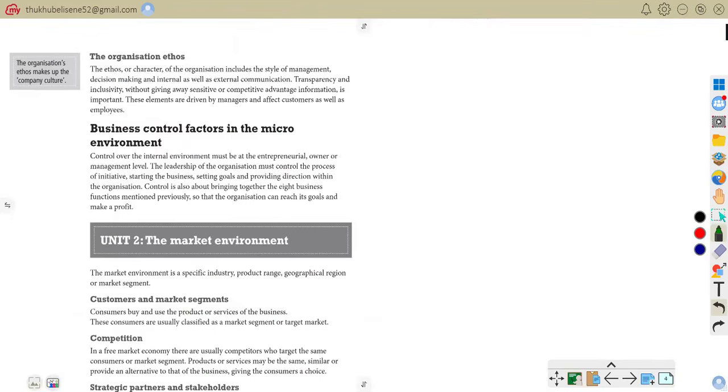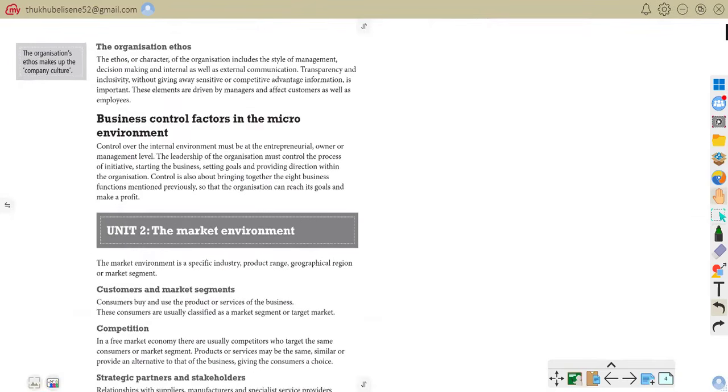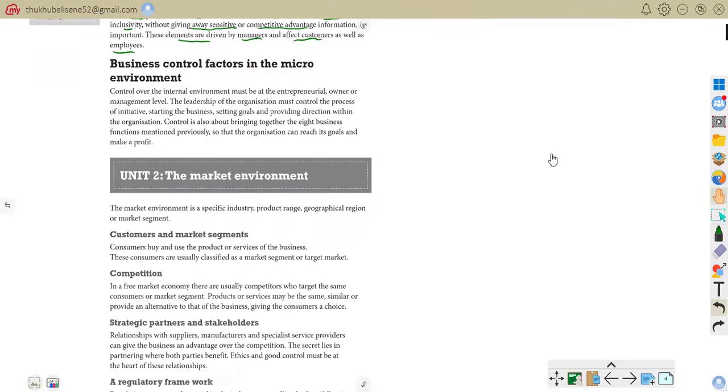Now we are coming to organizational ethos. Organizational ethos is one of the aspects of the micro environment. The ethos or character of the organization includes the style of management, decision making, and internal as well as external communication. Transparency and inclusivity without giving away sensitive or competitive advantage information is important. These elements are driven by managers and affect customers as well as employees.